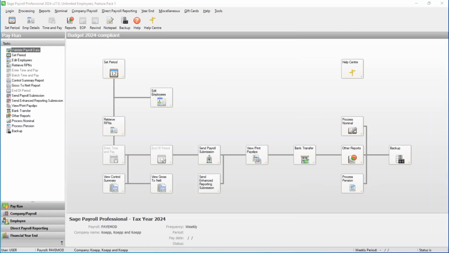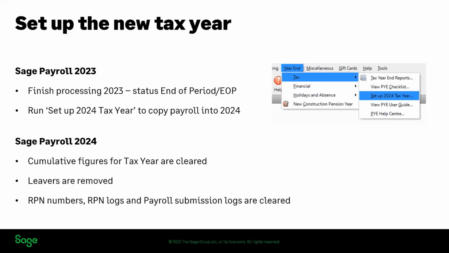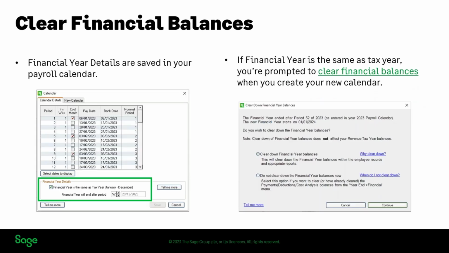So what we're going to take a look at next is creating our payroll calendar. And at the same time, if our financial year runs January to December, we'll be able to clear our financial balances. So the financial balances feature has been improved recently in that there is now an automatic prompt to clear financial balances as long as you've recorded your financial year details in your payroll calendar.